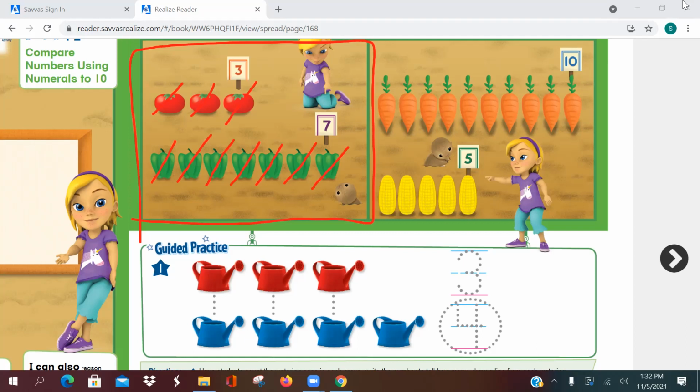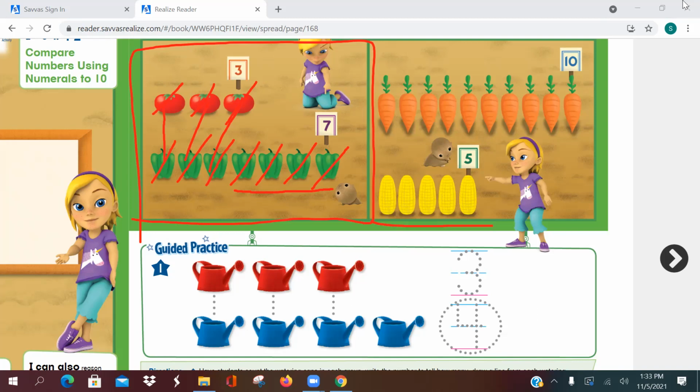Are there more tomatoes or peppers? There are more peppers. And how do you know? Let's match so we can compare the two. 1 to 1. So we see that there are more peppers here. I have no more tomatoes to match. So which number is greater, 3 or 7? 7 is greater. And which number is less? 3.